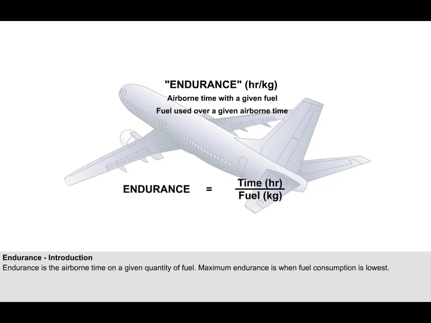In this lesson, we will define endurance to be the ratio airborne time over fuel used for that time. However, to use this formula, a small adjustment needs to be made, as shown here. This now becomes the formula for specific endurance. The units of specific endurance are airborne hours per kilogram of fuel consumed.